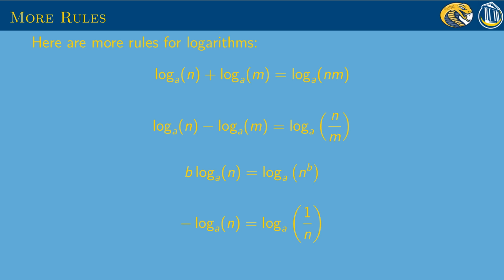Finally, if we have a logarithm that is negative, we can bring that negative sign inside of the logarithm. This is actually an application of the yeet theorem, where this negative sign is the same thing as a -1. And so we could write this as log base a of n to the -1, which is, of course, log base a of 1 over n, using our rules of exponents.